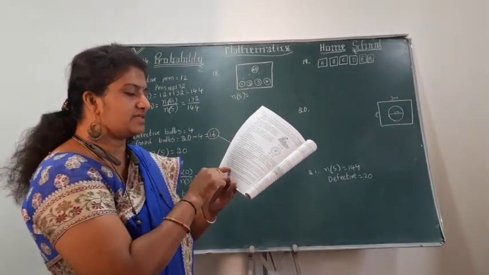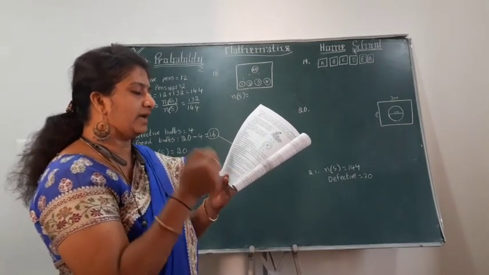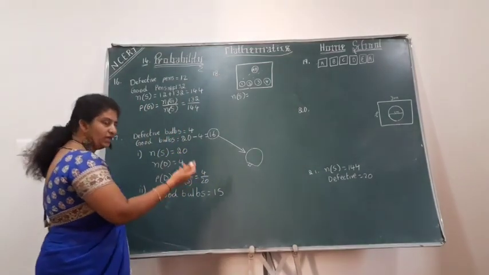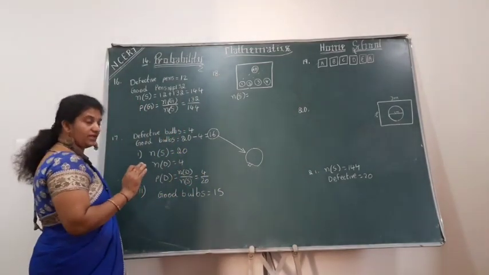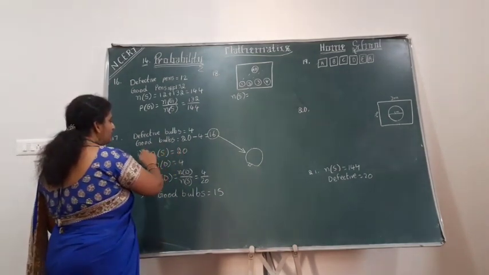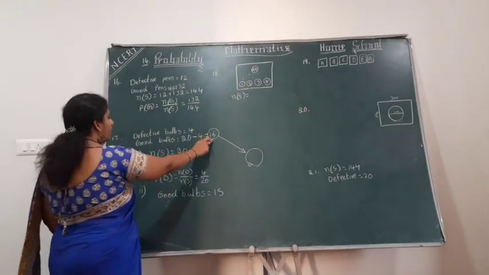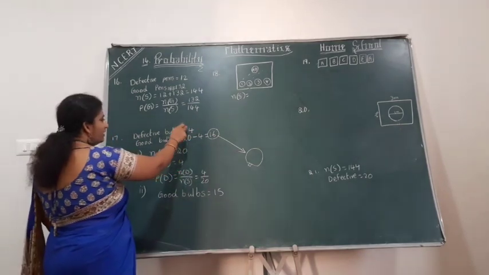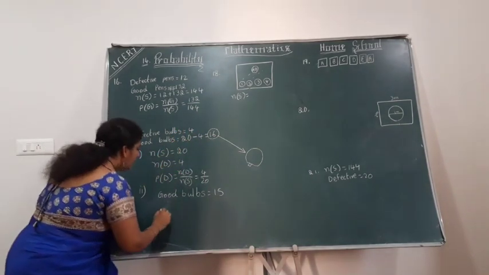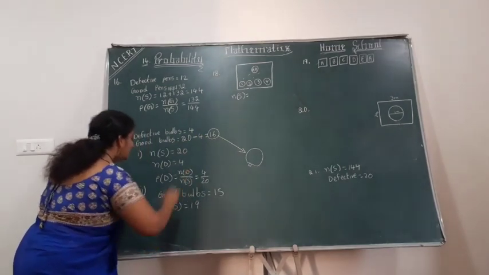Now one bulb is drawn at random from the rest of the bulbs. What is the probability that this bulb is not defective? See here carefully. The sample space will also change. The sample space was in total 20 bulbs. In the good bulbs, one bulb is removed here. So how many do we have? 15. How many defective bulbs are there here? 4. 15 plus 4 will be 19.